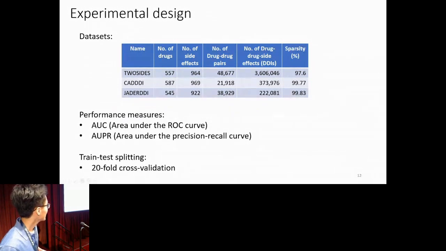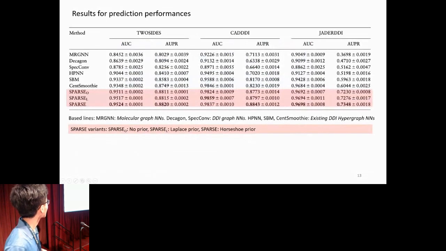And we do some filtering to focus on small molecule drugs. To evaluate the performance, we use AUC and AUPR. For train and test splitting, we use 5-fold cross validation. And this is the result for prediction performance. We use baselines, which are the molecular graph neural network, the graph neural network on the DDI graph, and some traditional methods on the hypergraph.